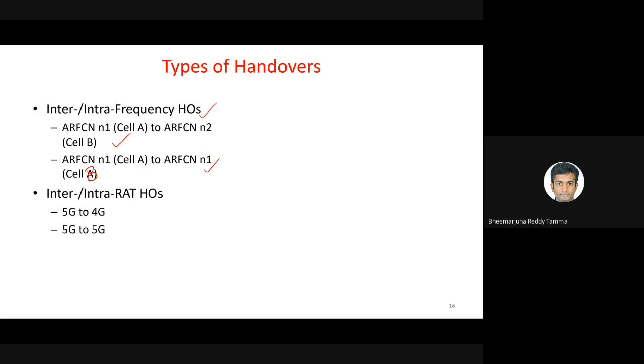The second one is inter- and intra-RAT handover, moving from 5G to 4G, or from a 5G cell to another 5G cell. The third case is inter-operator and intra-operator, for example, a BSNL cell to a Jio cell, or one BSNL cell to another BSNL cell of, let's say, the same 5G.